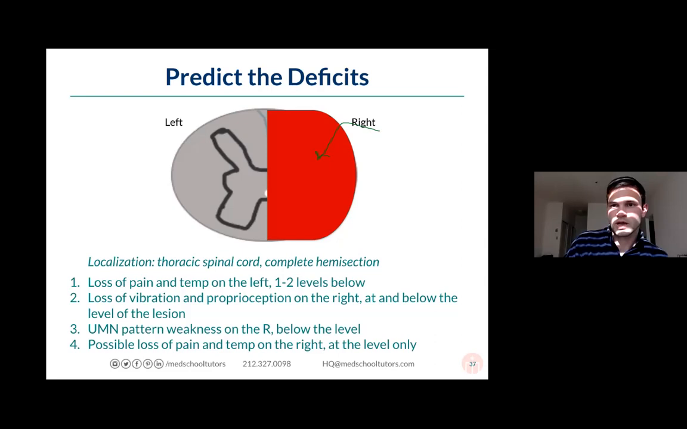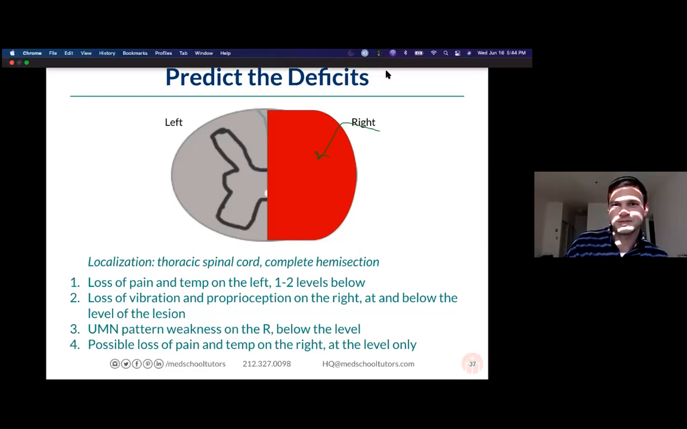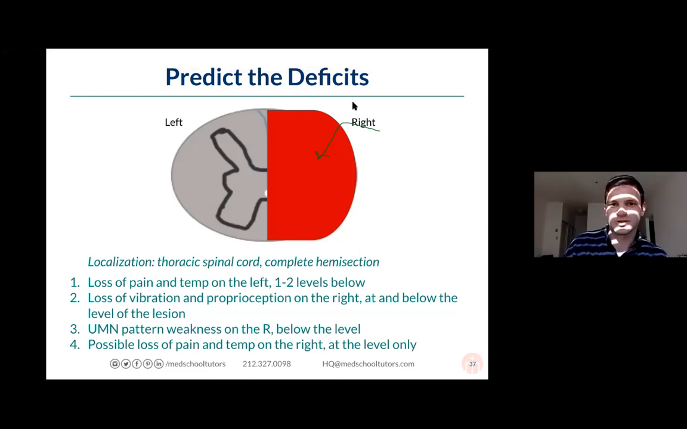Great. So I didn't read everyone's answers as they were coming in, but I have all the correct answers here on the screen. Great, so loss of pain and temp, upper motor neuron weakness below the level, vibration and proprioception on the right, below the level. And then remember that pain and temperature is going to be like 1 or 2 levels below because it would have crossed and come up.